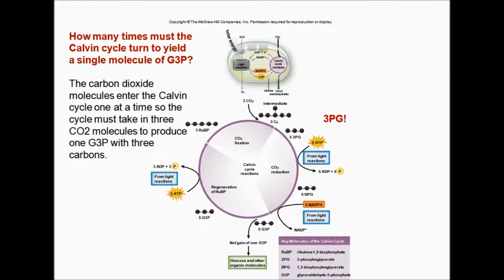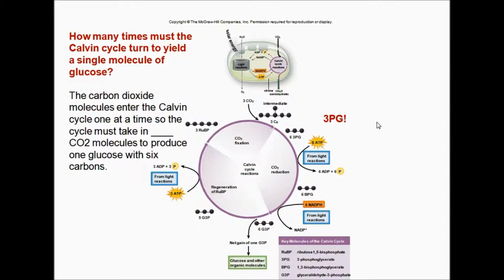All right, how many times must the Calvin cycle turn to yield a single molecule of G3P? All righty, look at your diagram. Net gain, 1 G3P. So it has to go around one whole time to make 1 G3P. Remember, 5 of them come up and become our starter again. So, how many times must the Calvin cycle turn to yield a single molecule of glucose? Well, glucose has 6 carbons. Guess what? It's going to have to go around there, boom, 6 times to make it.